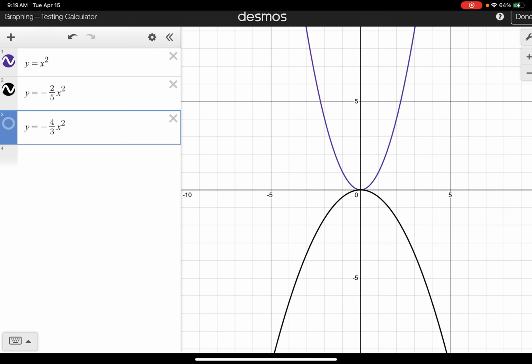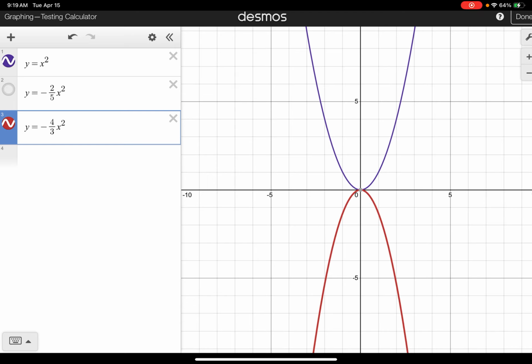Is the black one wider or narrower than my parent function? He's clearly wider, right? And then when I turn him off, do you see how the red one is narrower, right? If you turn them both on, you can clearly see that the red one is narrower than the parent function, the purple one at the top. So you could totally use Desmos to help you out if you struggle with the narrower versus wider situation, okay?